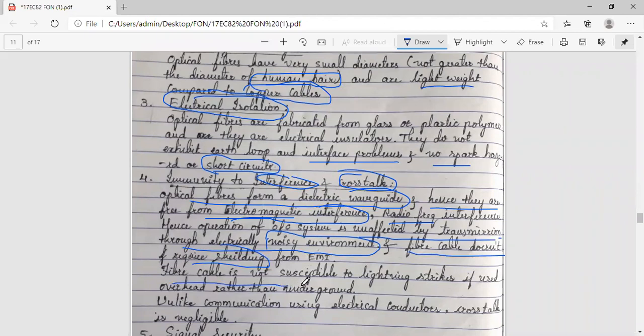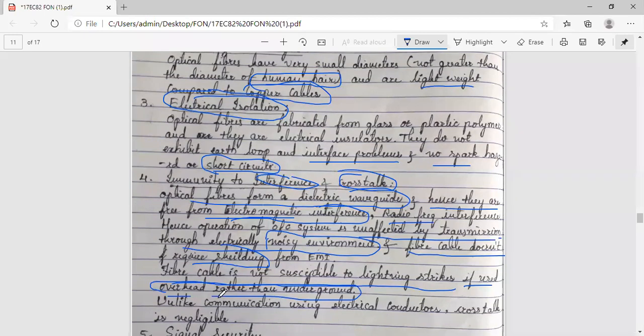Optical fiber cable is not susceptible to lightning strikes, right? This happens even in the case of coaxial cables. It is more common, I guess. Lightning strikes are more common during the rainy season specifically, if cables are used overhead rather than underground.